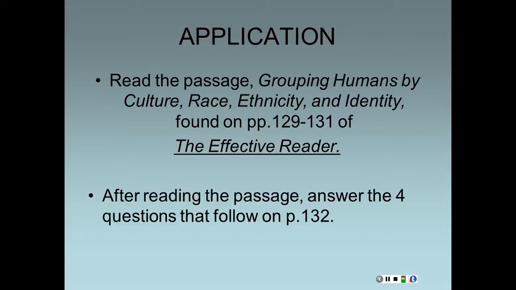Now that we have explored and discussed topics, main ideas, topic sentences, central ideas, and thesis statements, let's test your understanding of these concepts. Read the passage "Grouping Humans by Culture, Race, Ethnicity, and Identity" found on pages 129 through 131 of The Effective Reader. After reading the passage, answer the 4 questions that follow on page 132.